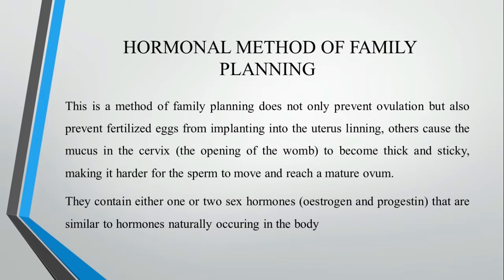The hormonal method of family planning does not only prevent ovulation, but also prevents fertilized egg from implanting in the uterus lining. Others cause the mucus in the cervix, that is the opening of the womb, to become thick and sticky, making it hard for the sperm to move and reach the matured ovum. So what hormonal contraceptive does is that it prevents ovulation, and even if ovulation occurs, it prevents a fertilized egg from implanting in the uterus lining. Hormonal contraceptives contain either one or two sex hormones, that is estrogen or progestin, that are similar to the hormones naturally occurring in the body that regulates pregnancy.